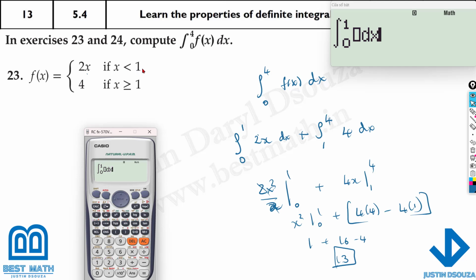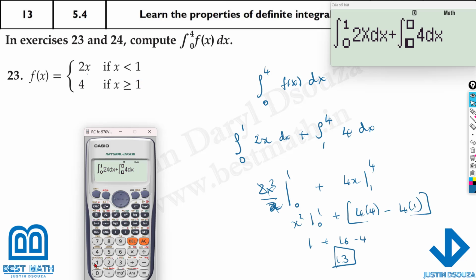So 0 to 1, it's less than 1, so it's 2x, right? I'll write over here 2x. Then we go next and write plus, again integral. Now what is the remaining one? You can easily write 4.